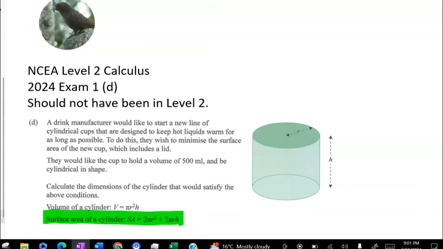We've got a drinks manufacturer who is starting a new line of cylindrical cup, and they want to minimize the surface area of the new cup so that the cup stays hot for as long as possible. And the cup has a lid on it. The cup is going to hold a volume of 500 ml and it's going to be cylindrical in shape. So we have to work out the dimensions of the cylinder that would satisfy the conditions above.